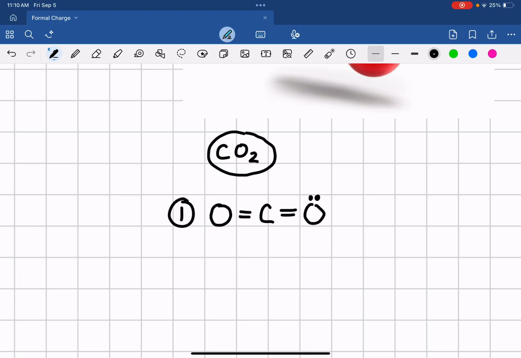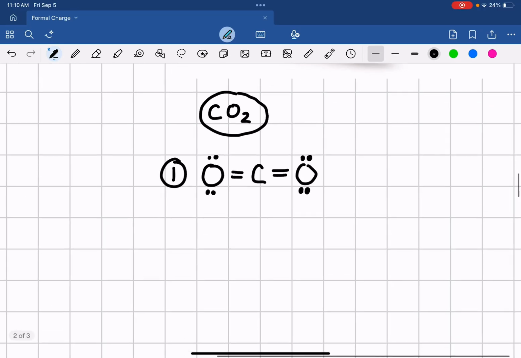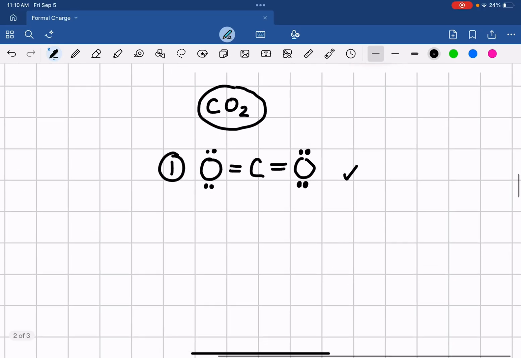So it's going to require 2 electrons here. 1, 2, 3, 4, 5, 6, 7, 8. Same thing over here, 1, 2, 3, 4. Let's fill in our electrons, 5, 6, 7, 8. So option 1 could be written out like this.